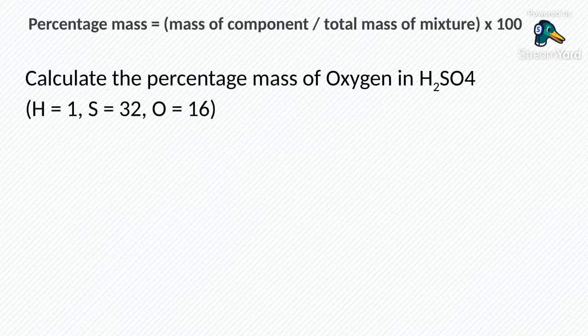So why did we use only oxygen to divide the total mass? Because the question says, calculate the percentage mass of oxygen. It is oxygen alone. The question says, calculate the percentage mass of oxygen in H2SO4. First, we calculate the molar mass of H2SO4, and we got 98. The total mass of oxygen is 64. So 64 divided by 98 gives us 0.65. Multiply it by 100, because there is 100 in this formula, and it gives us 65%.